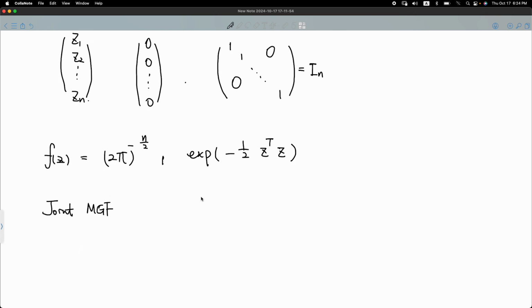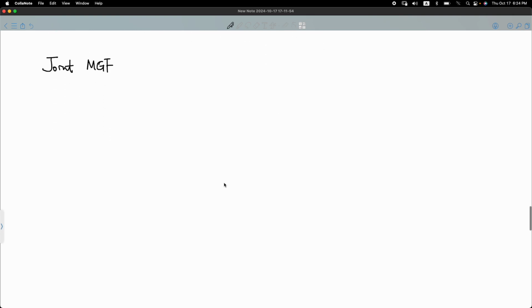Okay, so let me put it here. Let's also define a vector for t. It's a vector t1 all the way to tn. Since we use n, let me just use n then. So now t is no longer a scalar. In the univariate case, the moment function t is a scalar, and in our case, for the joint density function, it's going to be a vector.